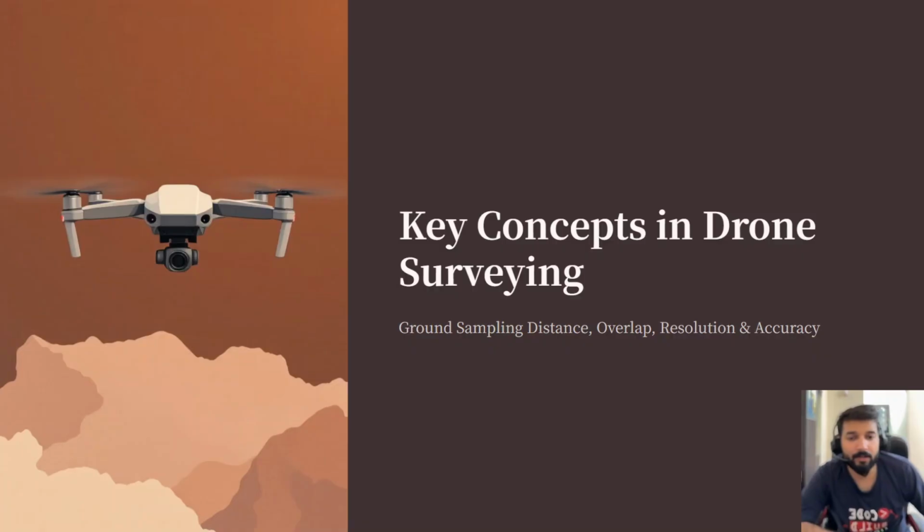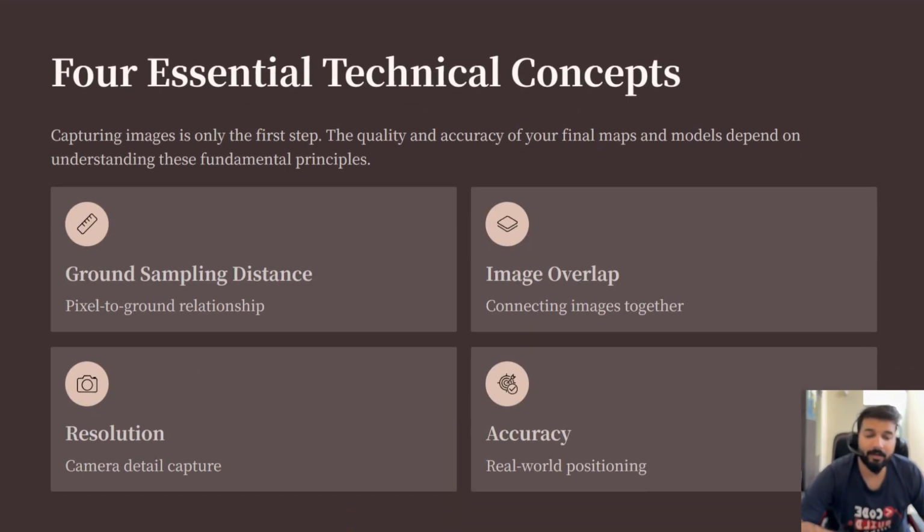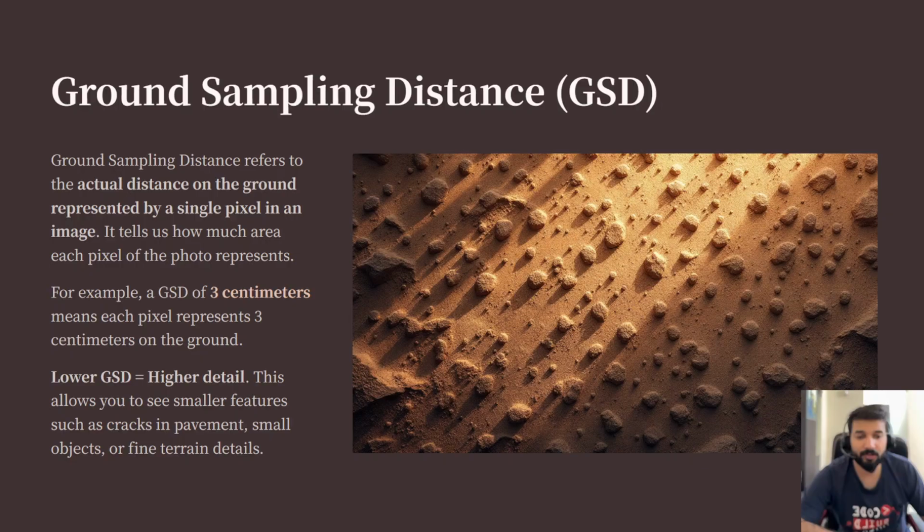Hello everyone. In this lecture, we'll learn about key concepts: GSD, overlap, resolution and accuracy. In drone surveying, capturing images is only the first step. The quality and accuracy of your final maps and models depend heavily on a few important technical concepts. In this lecture, we'll explore four key concepts that every drone surveyor should understand: ground sampling distance, image overlap, resolution, and accuracy. Let's start with ground sampling distance, commonly known as GSD.